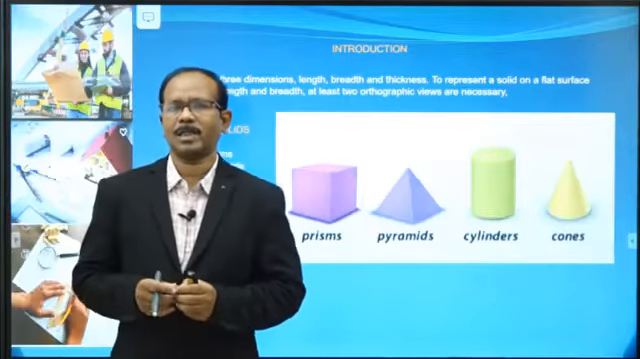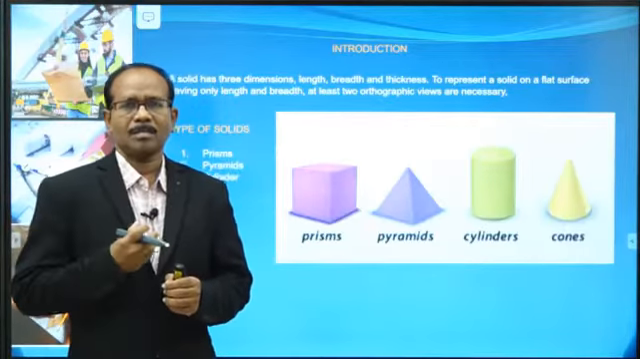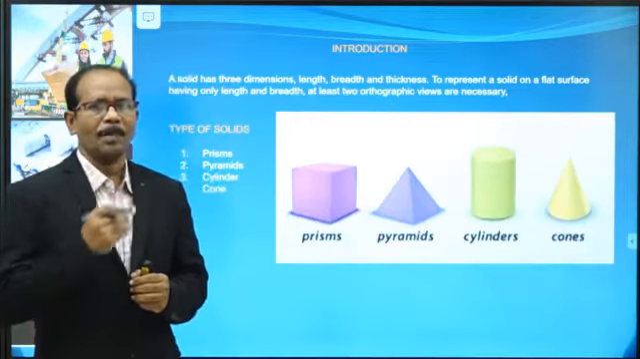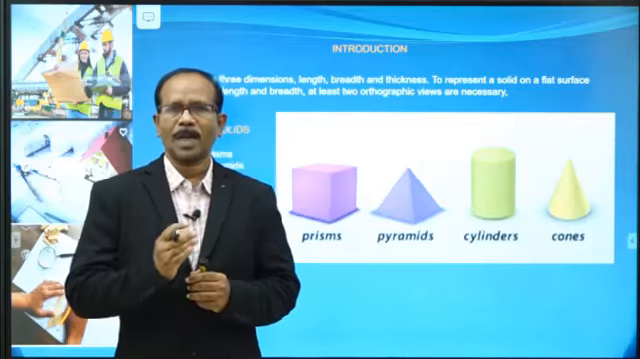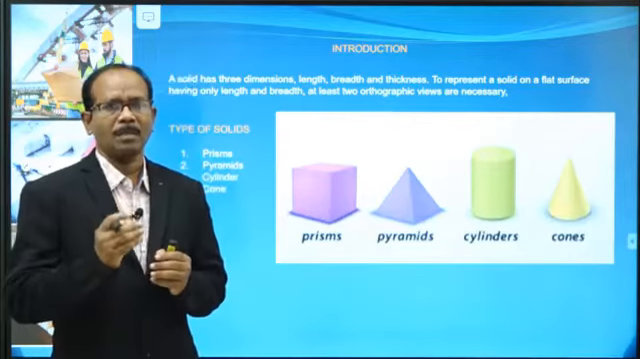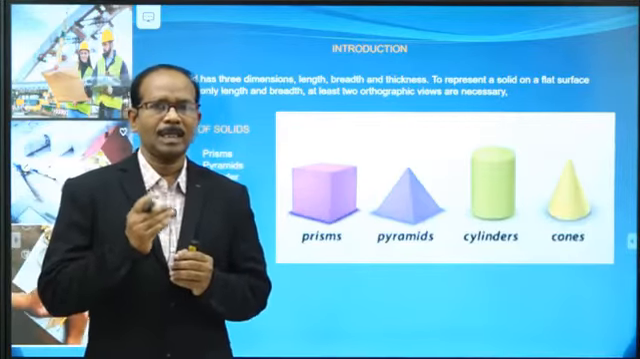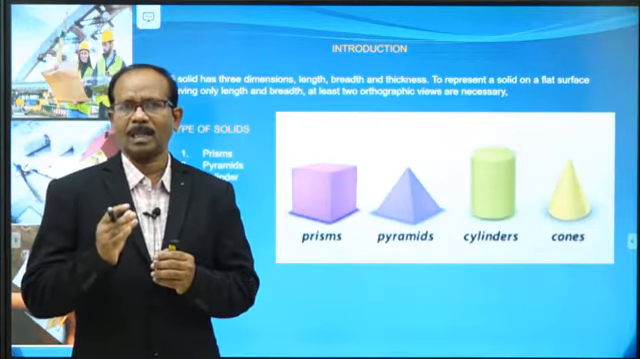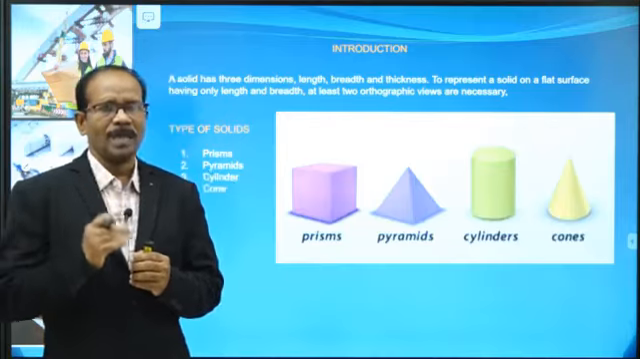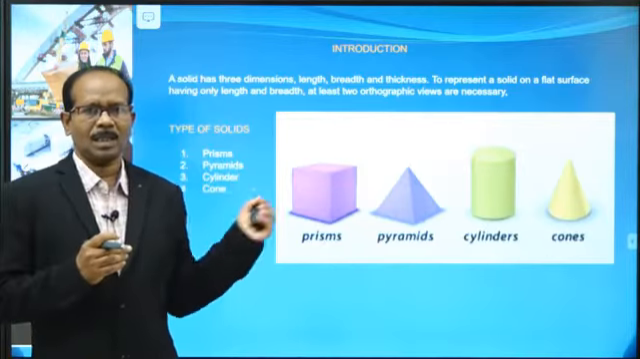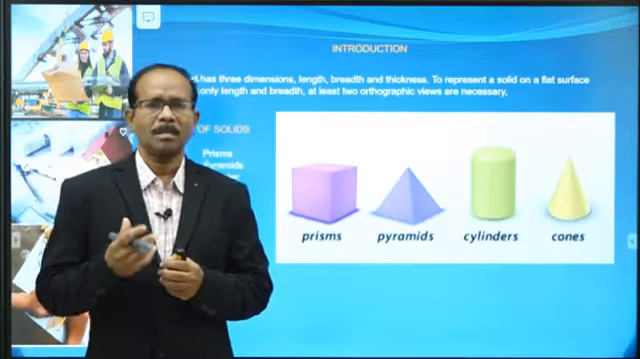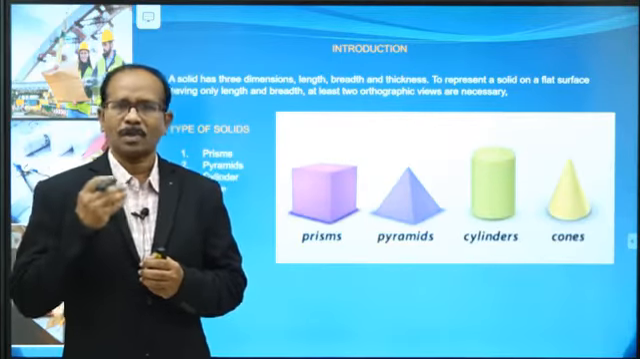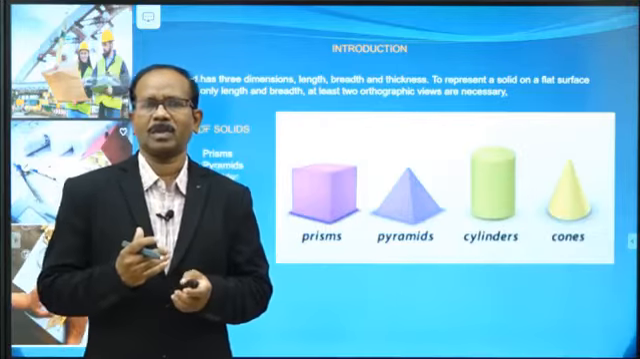Let's observe the solids: prism, pyramid, cylinder and cone. In this topic I divided the topic into subdivisions. Prism and pyramid are treated as solids 1, cylinder and cone are treated as solids 2. These are all the types of solids: prism, pyramid, cylinder and cone. Now start with prisms.